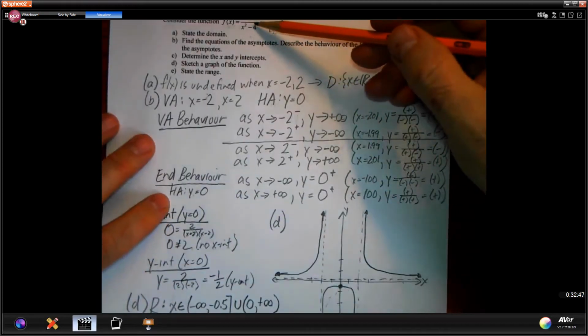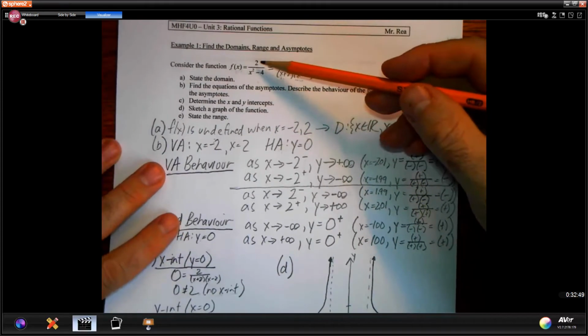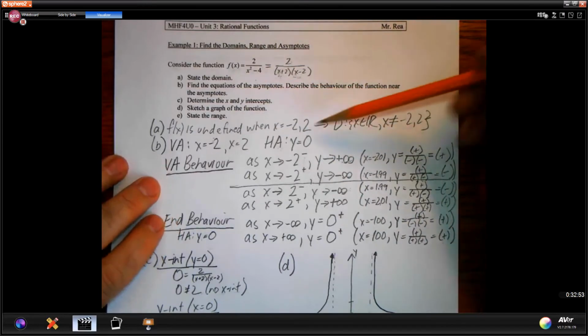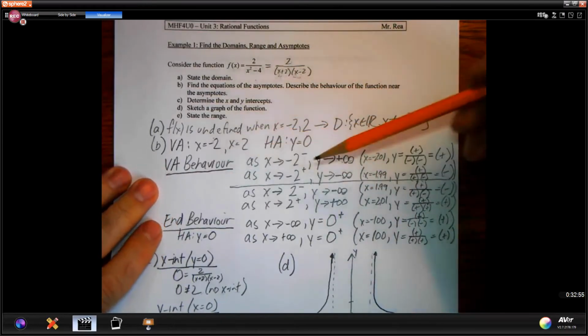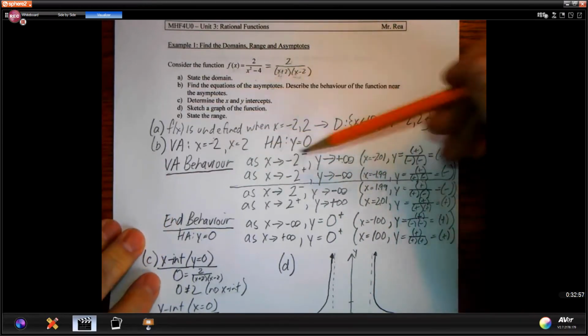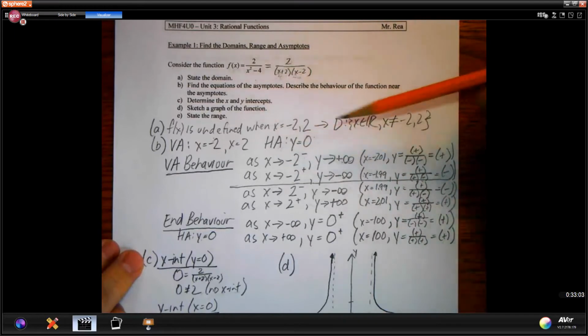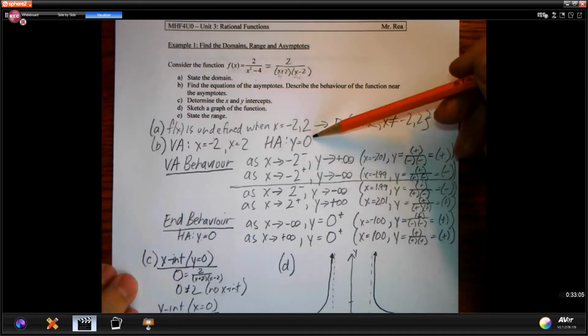So we basically start off with just an equation of a rational function. We determined, first of all, vertical asymptotes and the horizontal asymptote. There's only going to be one of these. There can be multiple vertical asymptotes, but only one horizontal. And for this lesson, it's always y equals 0.